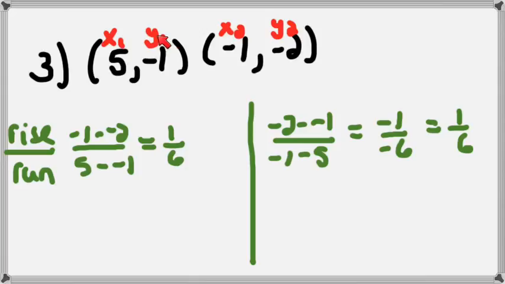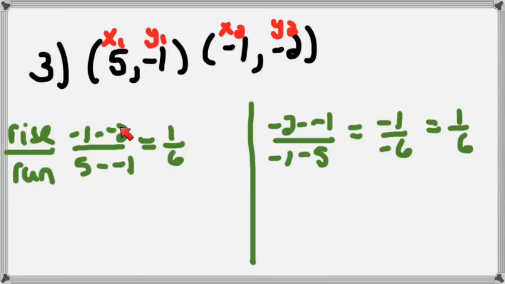Number 3. So the y's are my rise numbers. I'm going to do negative 1 minus negative 2, and then I'm going to do the x numbers, 5 minus negative 1. Negative 1 minus negative 2 is the same thing as negative 1 plus 2. Negative 1 plus 2 is equal to 1. And 5 minus negative 1 is the same as 5 plus 1, which is 6. And 1/6 is my final answer.